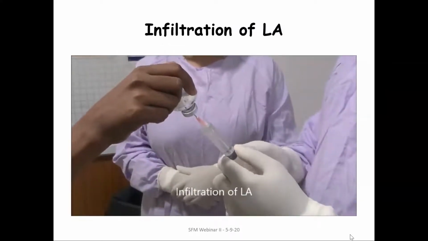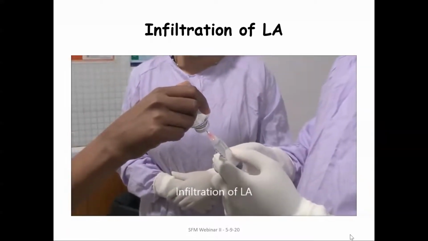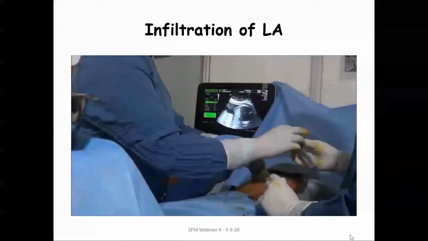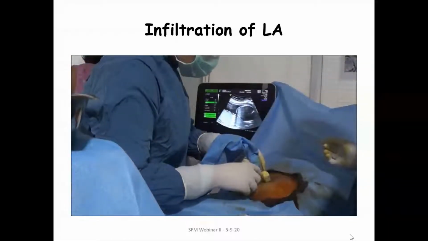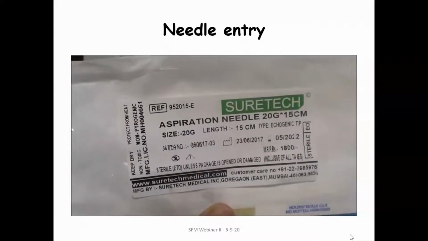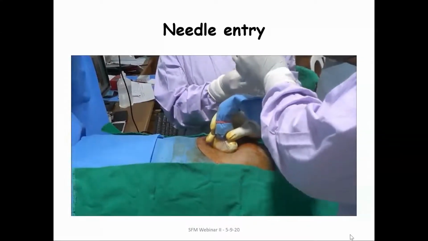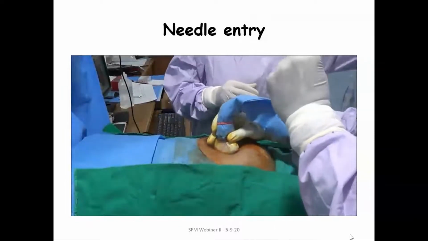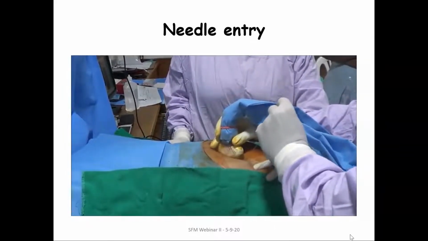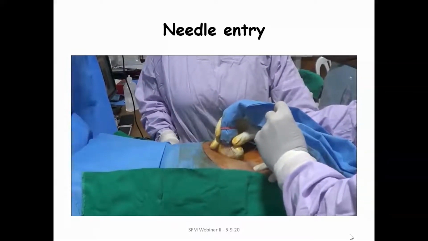Again, of course, the first step is to infiltrate local anesthesia. You raise a wheal on the maternal surface and then anesthetize the maternal skin and subcutaneous tissue, which is what you see in this particular video. I skipped that. And once the mother has been adequately anesthetized, you enter the fetus with the 20 gauge Chiba needle. Now you've already planned your entry before.